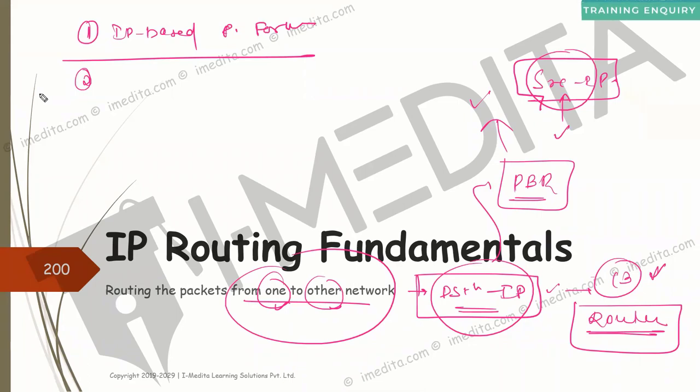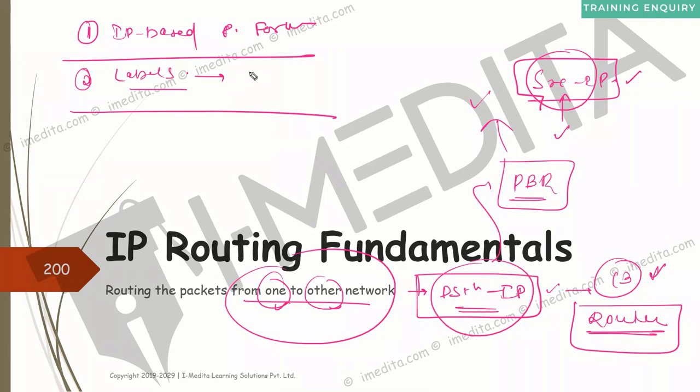Apart from that, what other type of forwarding can these devices do? These devices can forward the packet based on destination IP address. These devices can do the packet forwarding based on the source IP address. What other types of packet forwarding can these devices do? These routers can also forward the packet from one interface to another interface based on something called labels as well. So labels-based packet forwarding, they can also do.